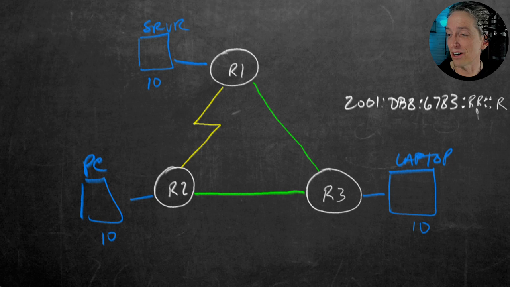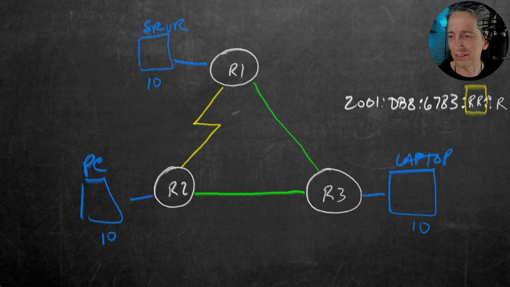And then RR, I want the router number, so I will circle that. Let me just highlight it in a slightly different color. That RR there is going to represent the routers. So between R1 and R2, I always go from lower to higher, not because it's subnetting, but because that way when I look at the topology in a lab, I can say, oh, I know exactly where that network is.